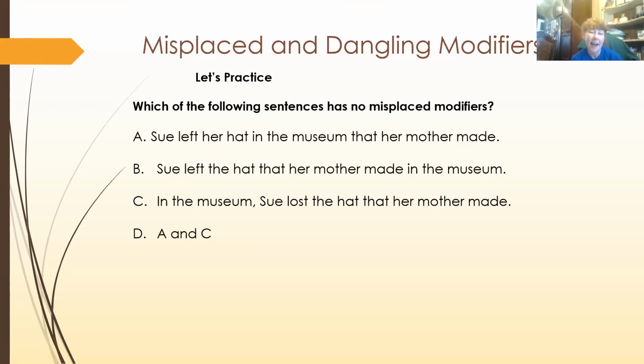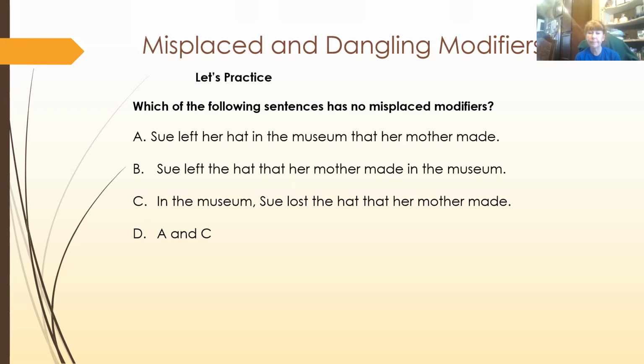So that's confusing. And then, Sue left the hat that her mother made. Hat that her mother... I think Sue left her hat, where? In the museum. I think that one's okay. In the museum, Sue lost the hat that her mother made. That works. In the museum, yeah, that one's good. C is good. Okay, let's go back to B.